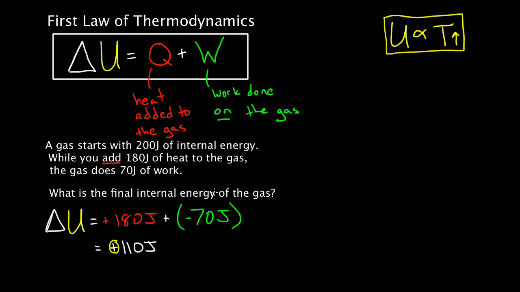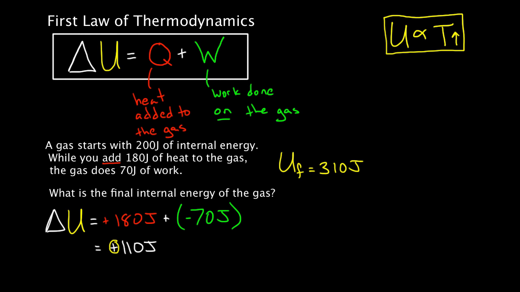So what's the final internal energy of the gas? Well, if the internal energy goes up by 110 joules, and the gas started with 200 joules, we know the final internal energy, U final, is just going to be 200 plus 110, which is 310.